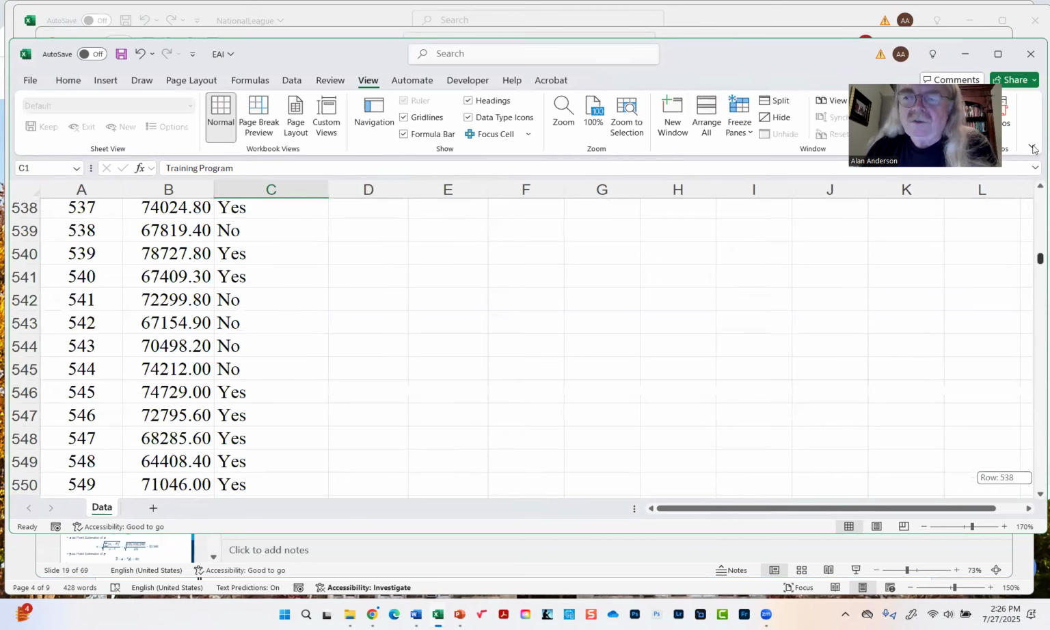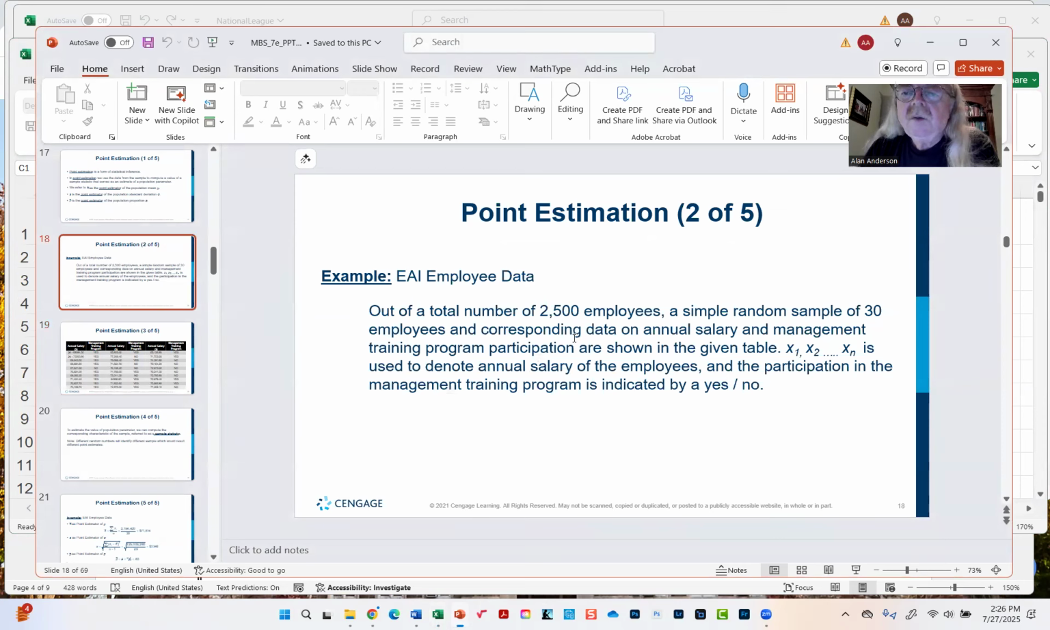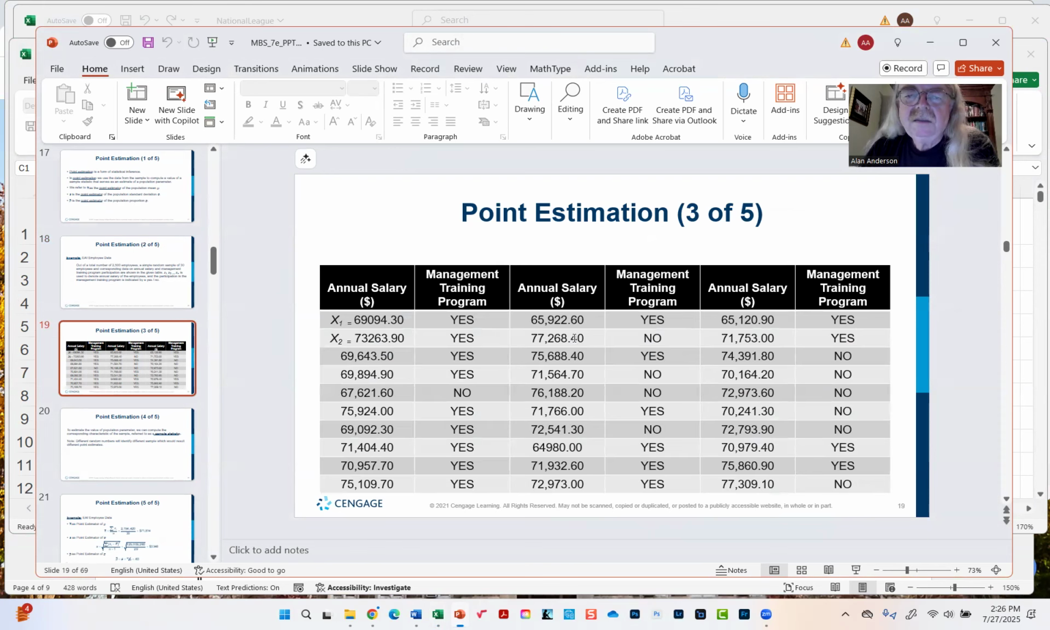So we're not going to look at all 2,500, of course. In this case, they want us to pick a sample of 30. Okay, yeah, that is 30. In other words, you've got two columns each of 10. So therefore, there's 30 in this particular table.